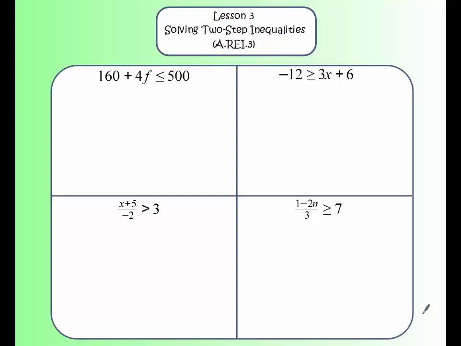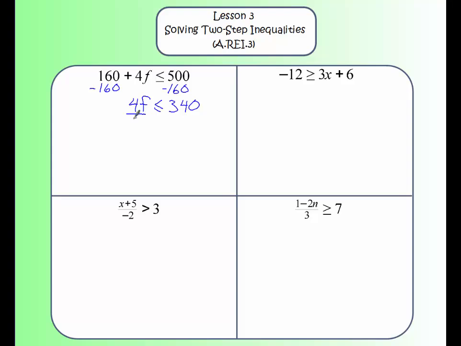So let's take a look at the first box in the top left. 160 plus 4f is less than or equal to 500. The first thing I want to do is try and isolate this variable. So in order to do that, I need to use the additive inverse property of inequality, and I will subtract 160 from both sides. That tells me 160 minus 160 is 0, leaving me with just 4f is less than or equal to 500 minus 160 is 340.